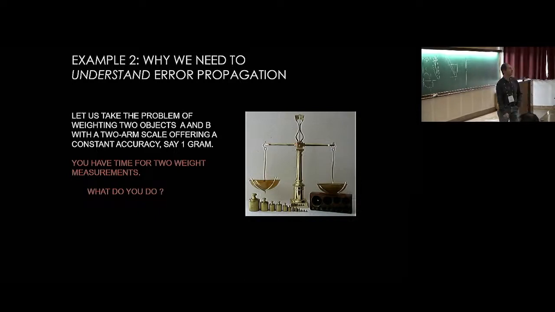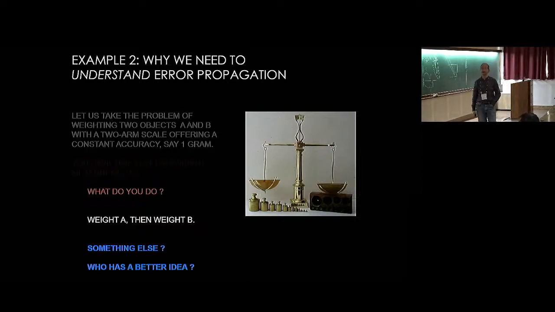What do you do? Well, I have two measurements, I have two objects, I proceed, right? I weigh A, and then I weigh B. No, somebody already knows. So, except for him who already knows, do you have another idea on how you could proceed? Well, okay. There is a better method, and it has to do with error propagation being applied, even if unconsciously.